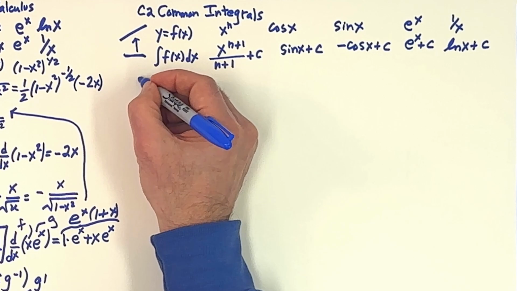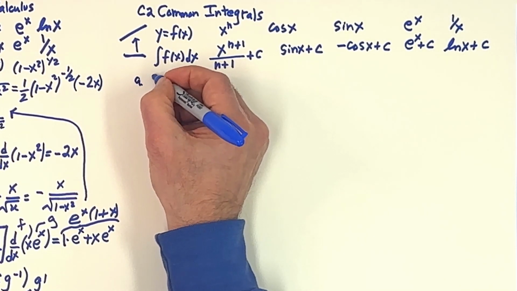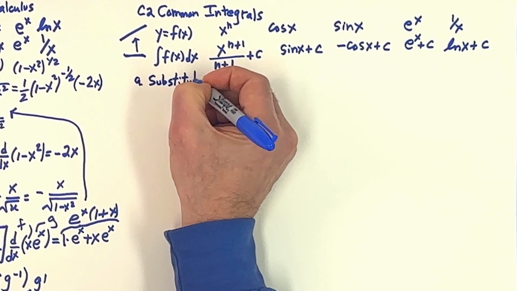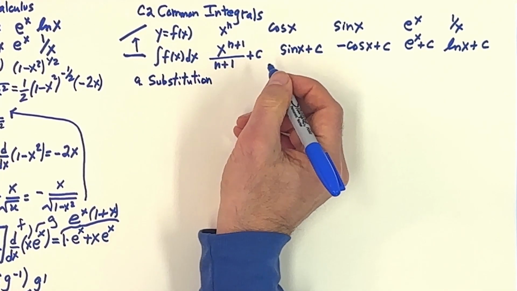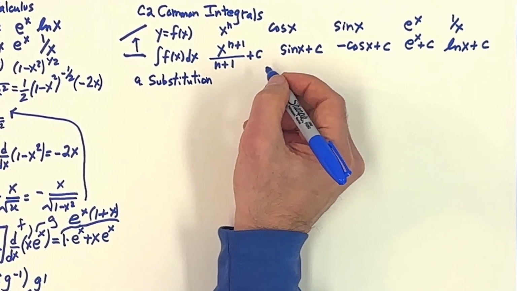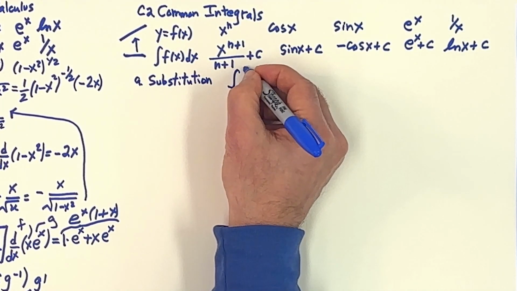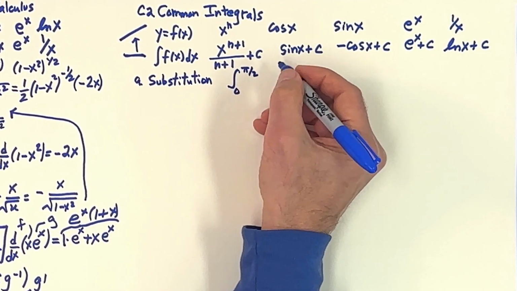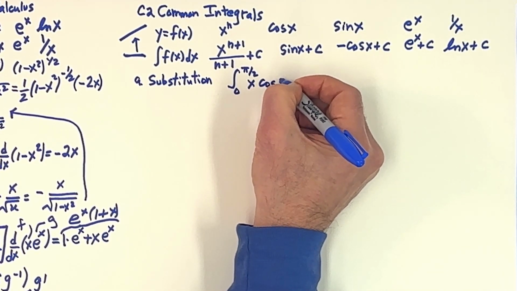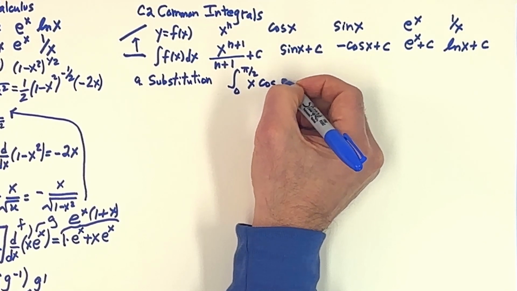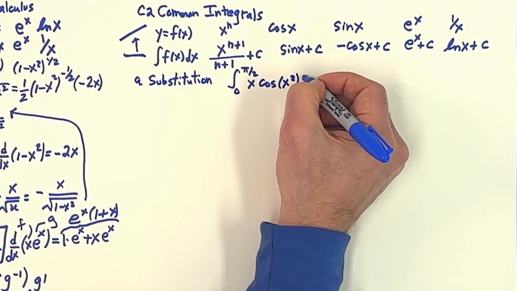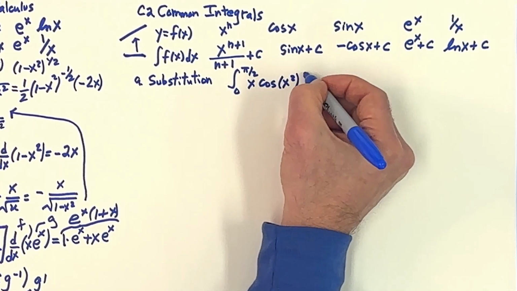Now let's look at some standard tricks. Integration by substitution. Say, in this case, we want to integrate from 0 to pi over 2, x times the cosine of x squared. Let's do the cosine of x squared like this. That looks a little scary. We don't have that one up here.